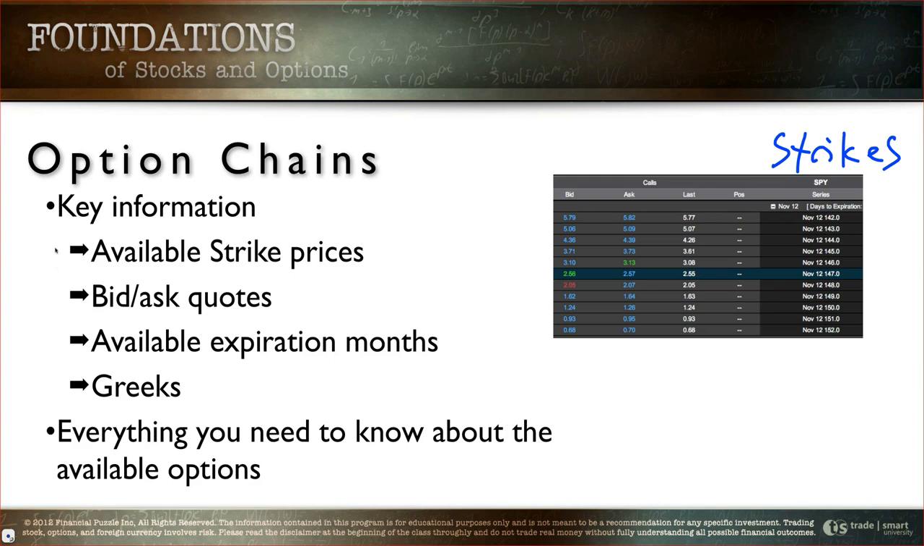For example, your strike prices. Whatever strike prices are available, you will see it in the option chain. Your bid and your ask, your quotes, in other words, those are going to be available in your option chain. You're going to see your available expiration months. You're going to be able to see your Greeks. Basically, everything you need to know about your options will be right here in the option chain.